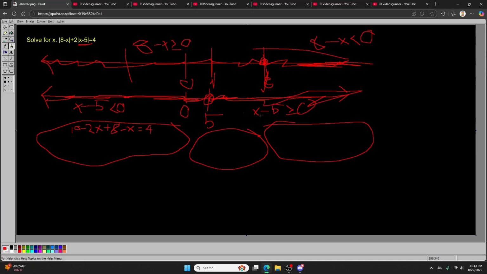And in this one, x minus 5 is greater than 0, so this one is going to be normal, and this one is also going to be normal because it's greater than 0.